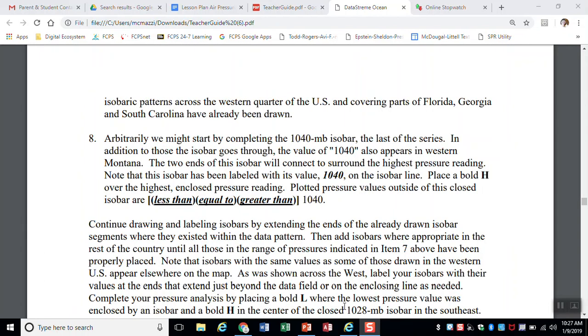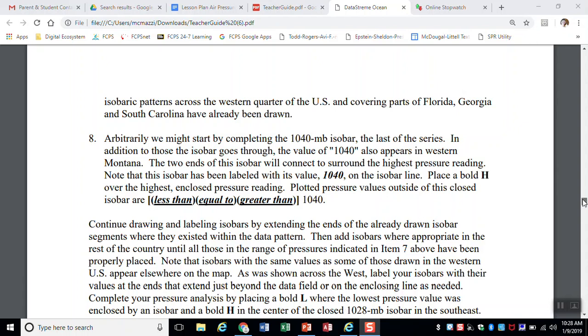Alright, finally we're coming to question number 8. Arbitrarily, we might start by completing the 1040 millibar isobar, the last of the series. In addition to those the isobars go through, the value of 1040 also appears in western Montana. The two ends of this isobar will connect to surround the highest pressure reading. Note that this isobar has been labeled with its value, 1040, on the isobar line. Place a bold H for high pressure over the highest enclosed pressure reading. So you're going to place that H on your map. Plotted pressure values outside of this closed isobar are what? Less than, equal to, or greater than 1040.